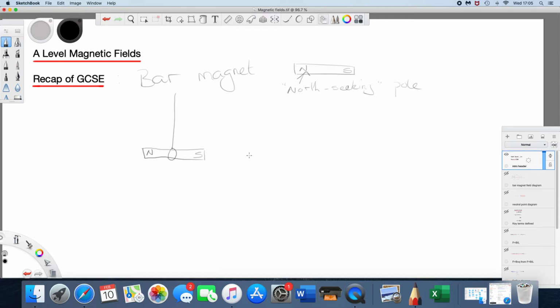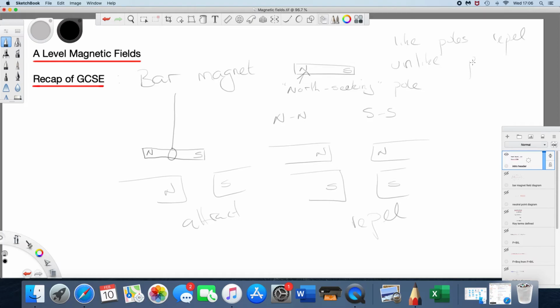Now, we have a law of poles. If we brought two magnets together, two norths or two souths would repel. But if we have a north and a south, they would attract. So our law of poles: like poles repel, and unlike poles attract.